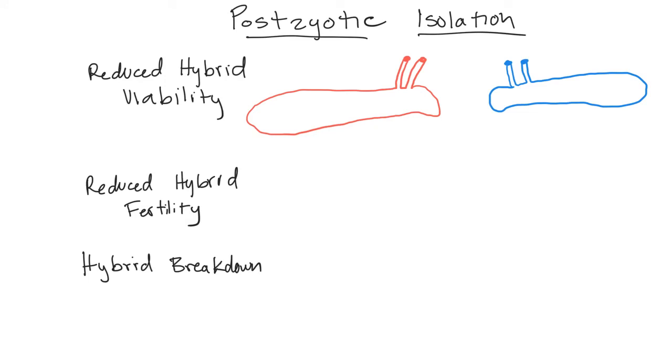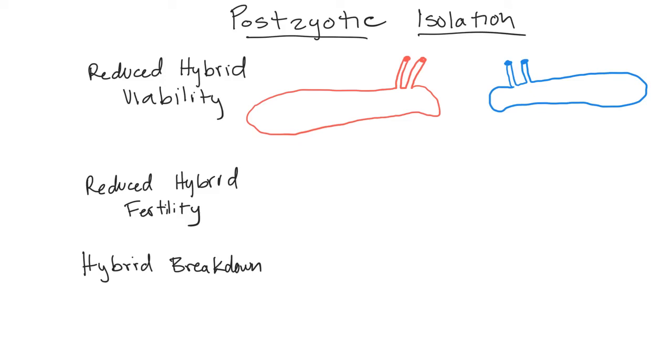All right, so post-zygotic isolation then, like we said before, occurs after fertilization. So in these species, they can form hybrids. Okay, hybrids, of course, are where you have a male of one species and a female of another, or vice versa. Okay, so I have a red species of slug and a blue species of slug. And there are three different characteristics for post-zygotic isolation.